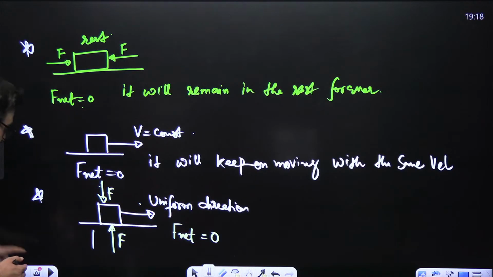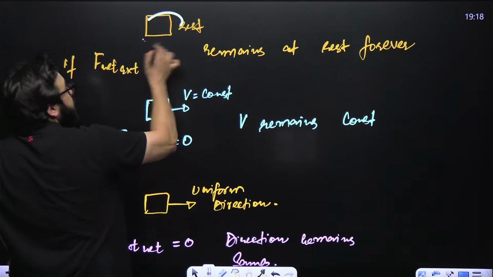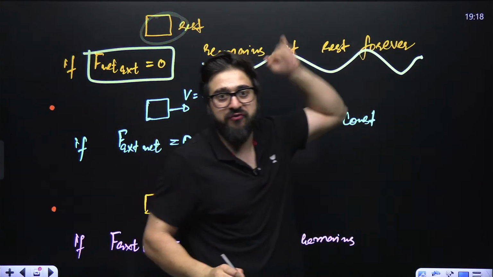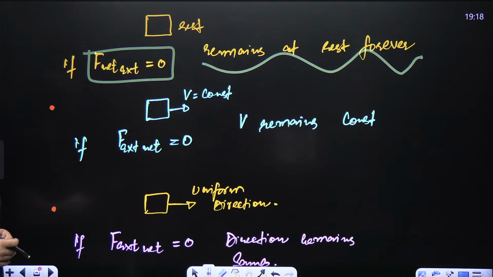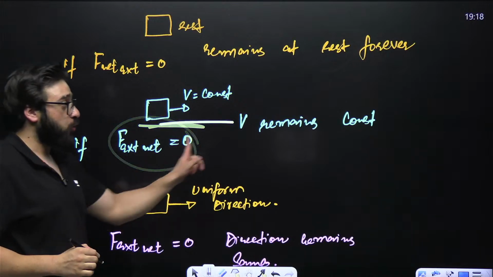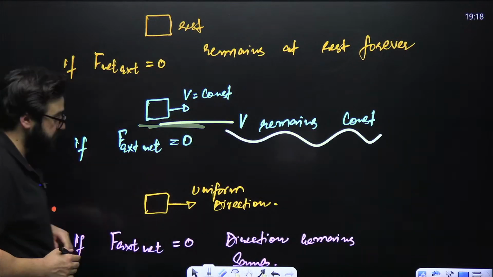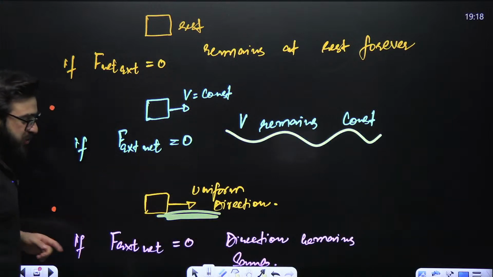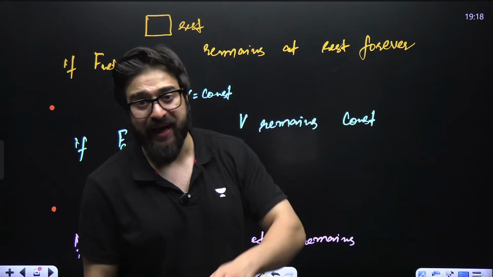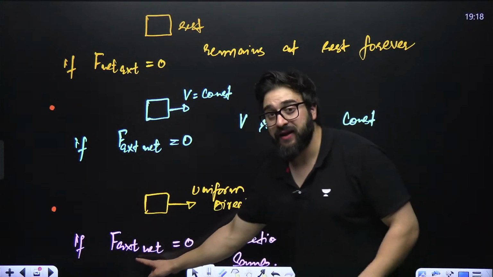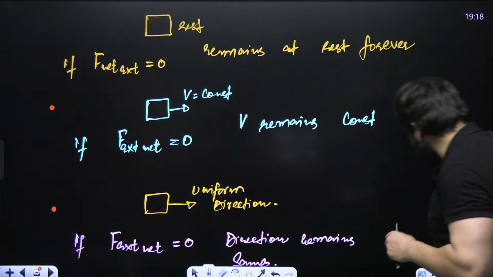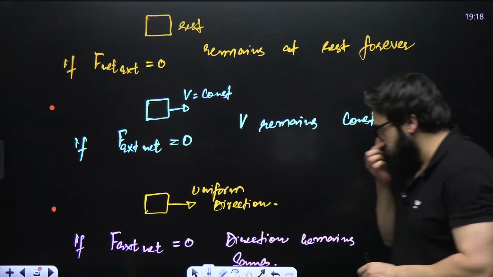I have given the example. If the body is at rest and net external force is 0, it will remain at rest forever. If the body is moving with a constant velocity and net external force is 0, it will move with the same velocity forever. If the body is moving in a uniform direction, it will keep on moving in the same direction until and unless some external force acts. So this was all about Newton's first law of motion.